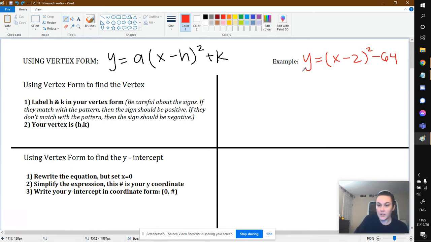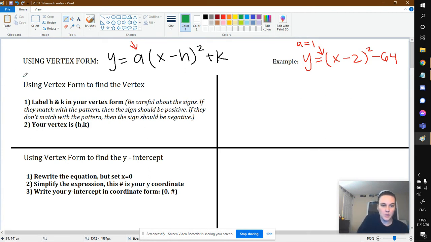All right, here's our example that we'll be using in the video. We've got x minus 2 squared minus 64. And here you'll notice that we don't have an a, which means that a just equals 1. And this will happen a lot. We'll talk about how to do similar type problems if there is an a eventually.